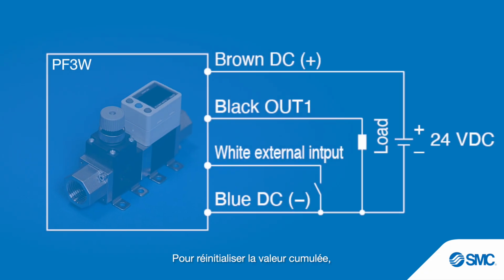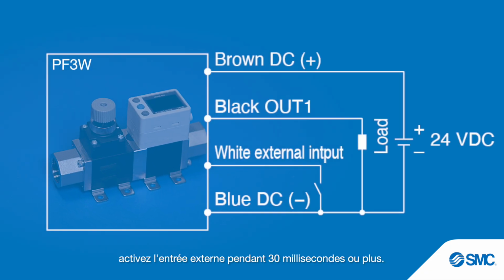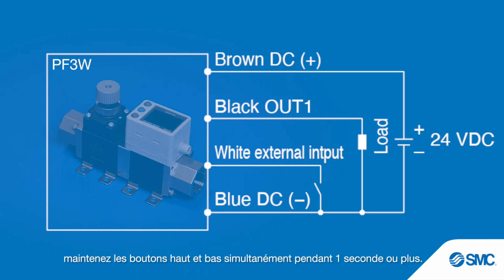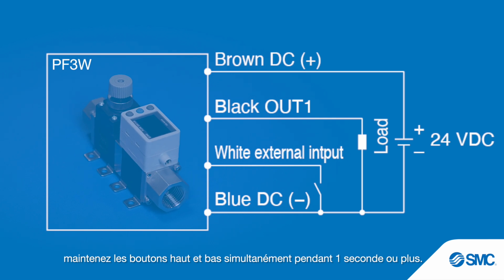To reset the accumulated value, switch on the external input for 30 milliseconds or more. Alternatively, while the value is displayed, hold the up and down buttons simultaneously for 1 second or more.